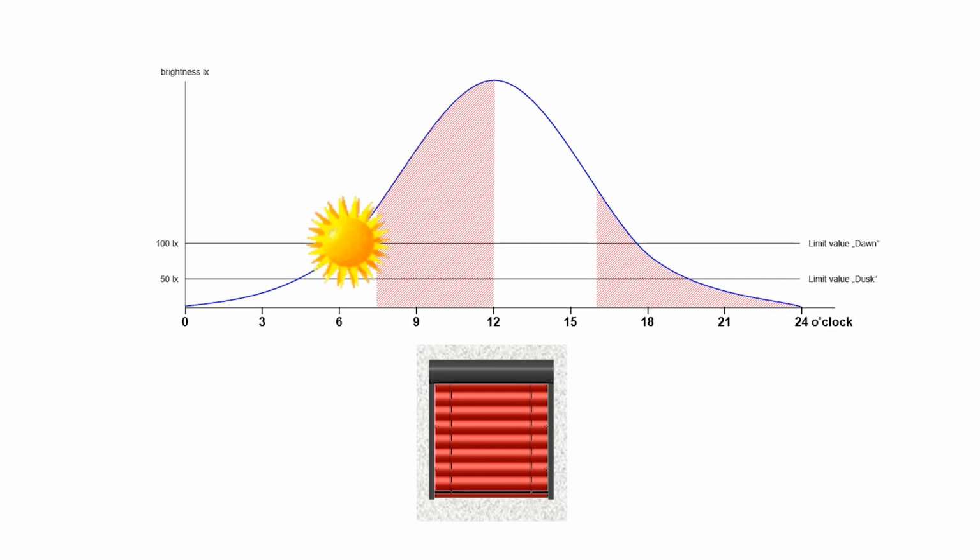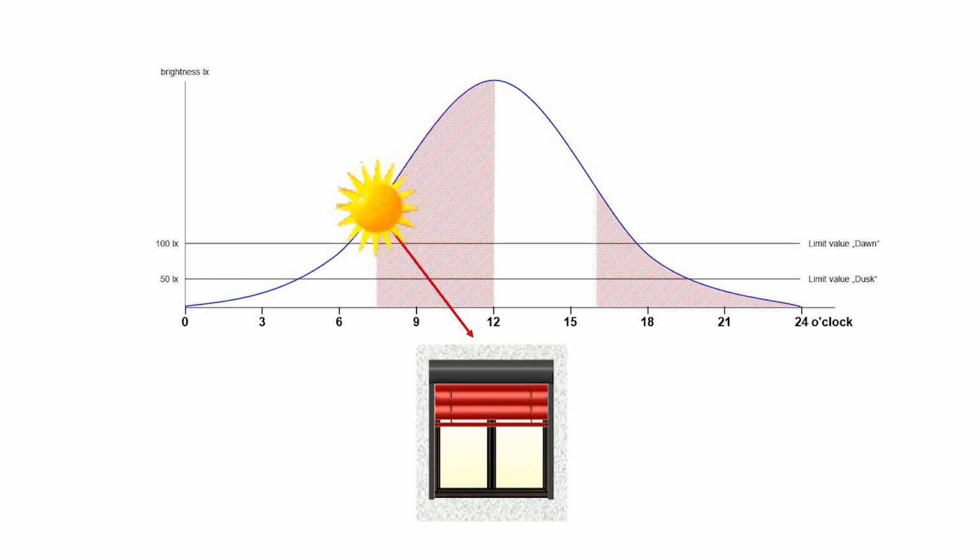This prevents a situation where the sun shading products are raised too early in the summer months if the dawn limit is already exceeded by 4 AM, for example. The brightness keeps increasing until the dawn enable time is reached. Only then are the connected sun shading products raised.